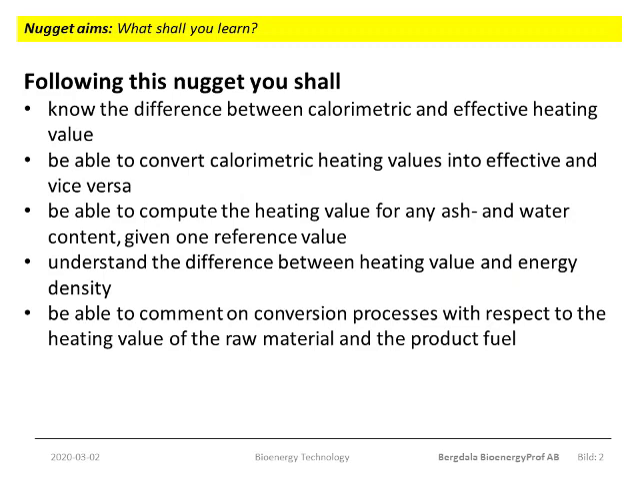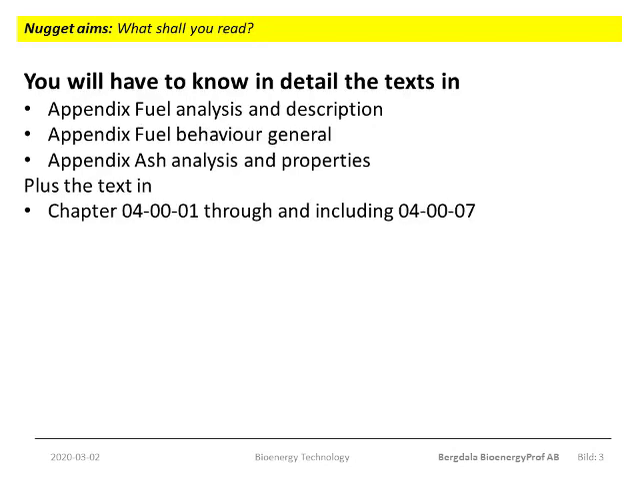The aims, the intended learning outcomes from this nugget are what you see in this slide. So you shall be able to discuss heating value and heating density as two aspects of fuel quality. And you shall be able to adapt a critical eye to fuel conversion processes. To do that, you will have to go through the 3 appendices to the Busy Plan Handbook in some detail. And you will also have to study in detail the 7 introductory sections in the Busy Plan Handbook, Chapter 4.0.